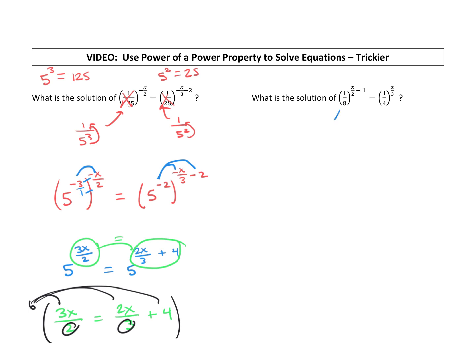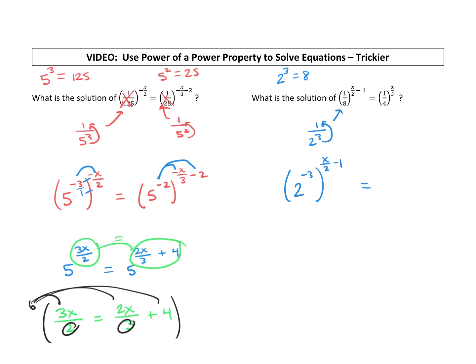We're going to rewrite 1 over 8. 2 to the third power is equal to 8. So 1 over 8 is the same thing as 1 over 2 to the third power. We don't want to work with that fraction, so let's move that to the numerator. That's going to give us 2 to the negative third power. That's the same thing as 1 over 8. And then I'm just going to carry down the exponent, x over 2 minus 1.